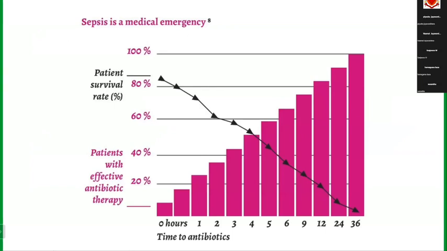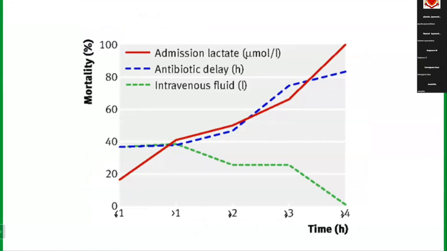Now, if you see this graph, with the x-axis being time and the y-axis being patient survival, you see that if you administer antibiotics within the first hour, the patient survival is more than 80%. Whereas if it is delayed up to 24 hours, the patient survival rate drops drastically to 10%. Similarly, look at the green line, the administration of intravenous fluid. If you do it early, in less than 1 hour, by 4 hours the mortality percentage has drastically dropped. However, if not, the mortality increases.